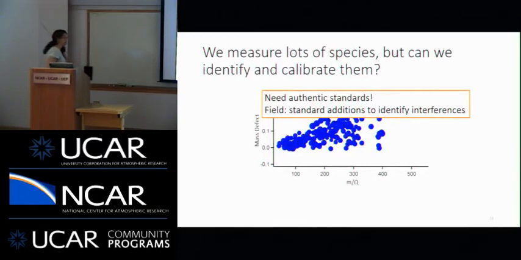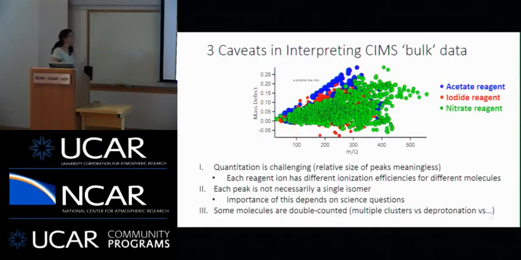So the question I asked was, we measure lots of species, but can we identify and calibrate them? Well, we need authentic standards in order to do that, which is easy for formic acid and really hard for things like isoprene hydroperoxide. And in the field, I think using standard additions in order to identify interferences is an extremely useful tool. So I've got 3 caveats for you in terms of interpreting SIMS bulk data.